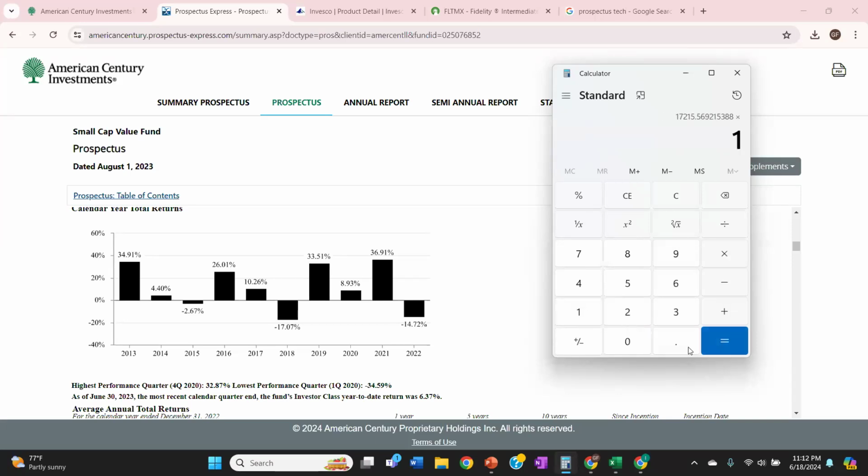The next year, 10.26 rate of return. Boom. Now you're up to 18.9. You've almost doubled your money in just 5 years, just because you're investing in something that's aggressive. These are the roller coasters that you're going to see.